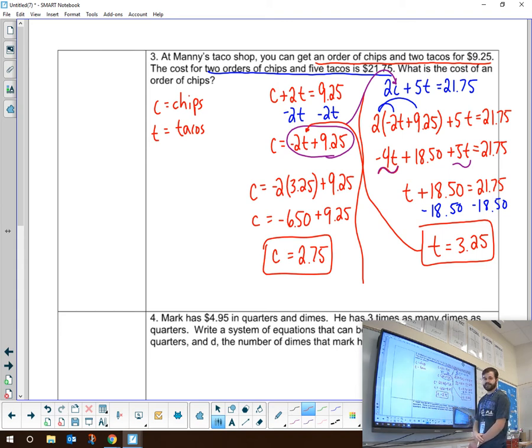Okay? It's kind of expensive for a bag of chips. I hope it comes with really good salsa. All right, it kind of gives you an idea of how we can split up my two equations from my word problem and use them both to solve.